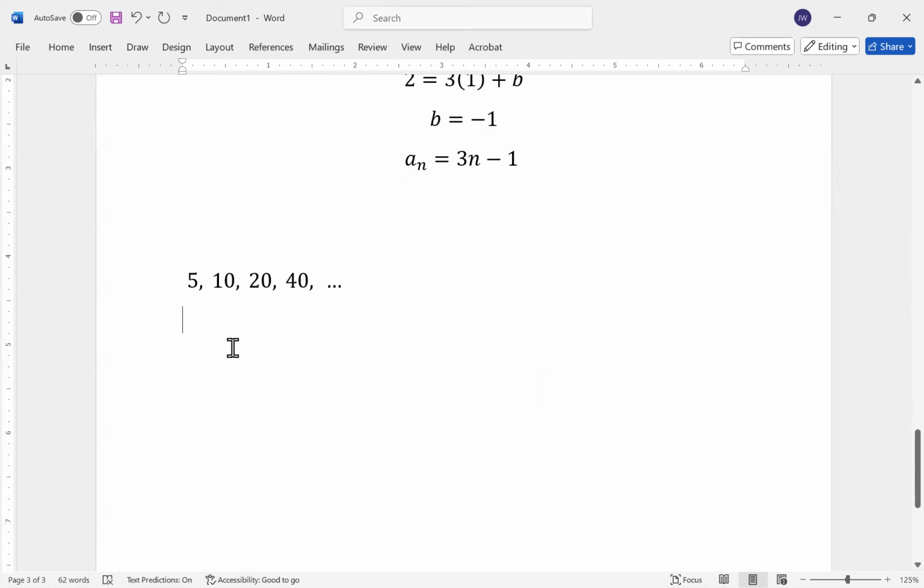Now, if I go to this one, we have 5, 10, 20, 40. It looks like it's doubling each time. So each increase by n is multiplication by 2.